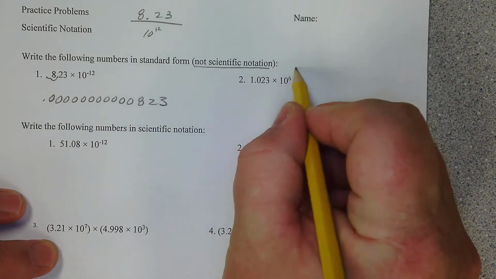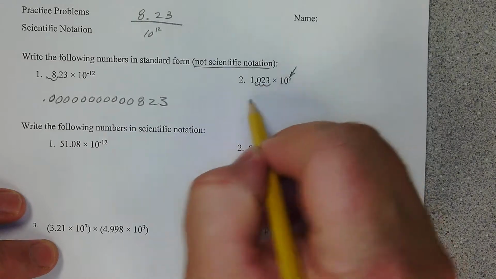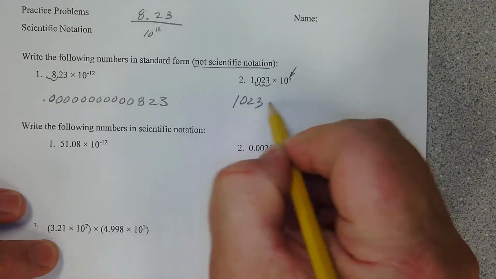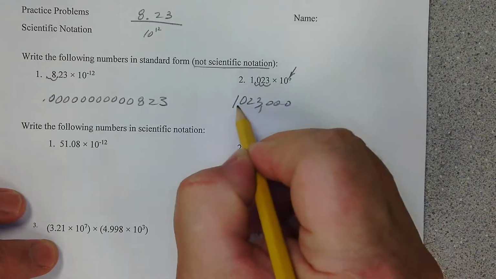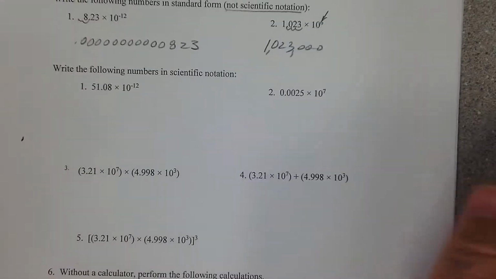Whereas this one says times 10 to the 6, so we're going to move this 6 places. So this one's a little easier. We have 1, 2, 3, and we're going to have 3 more zeros after that. Right? So 1,023,000. All right, next up.